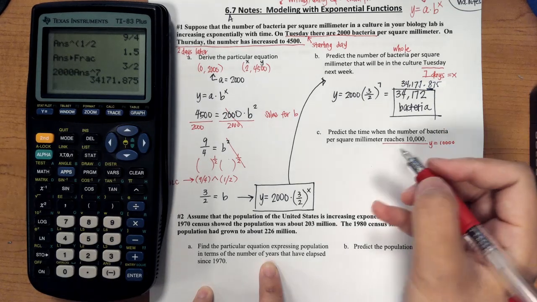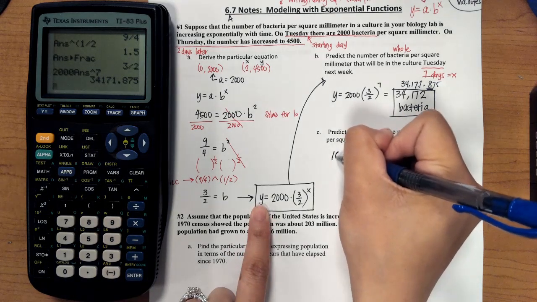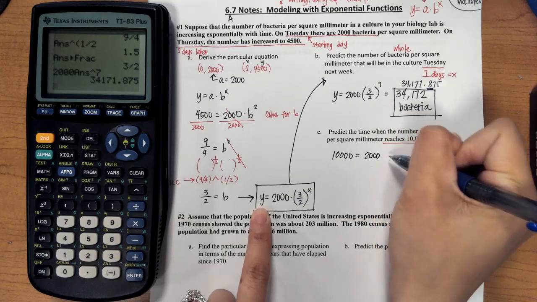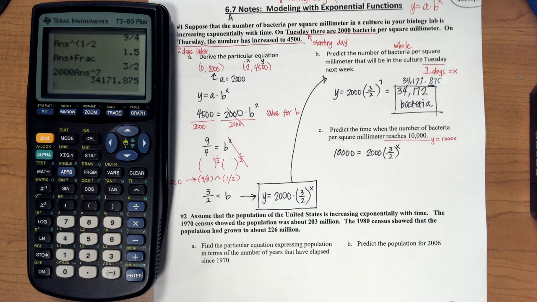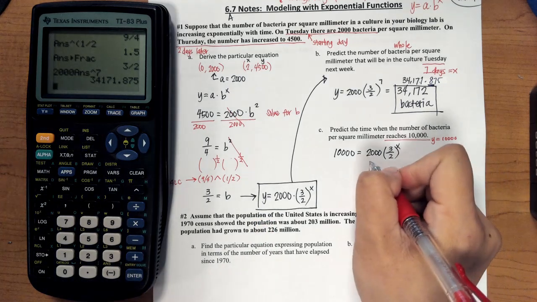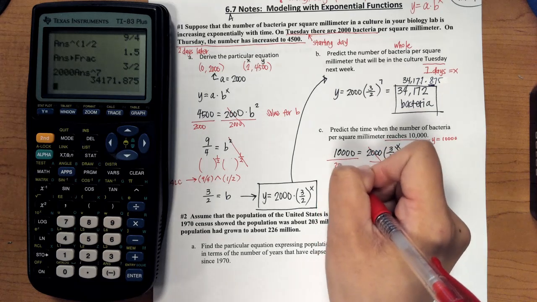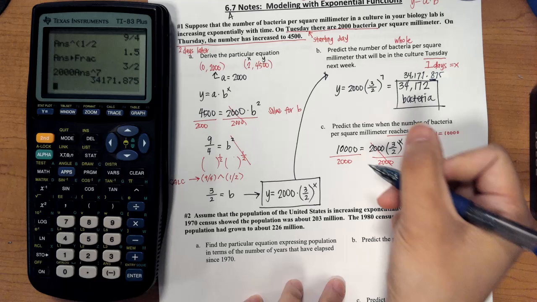Find x. So let's set up our equation. So we'll have 10,000 equals 2,000 times 3/2 to the x power. Okay, so this is the same. We're going to solve, right? Divide by 2,000. We're trying to get x by itself. 10,000 divided by 2,000 is just 5.